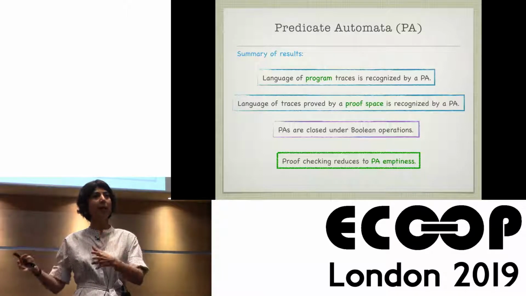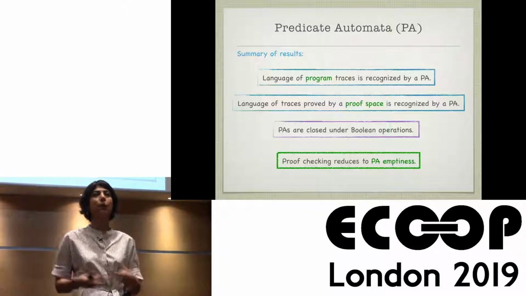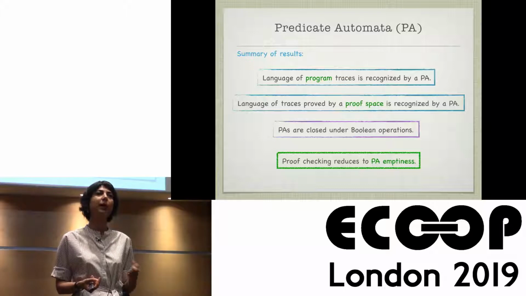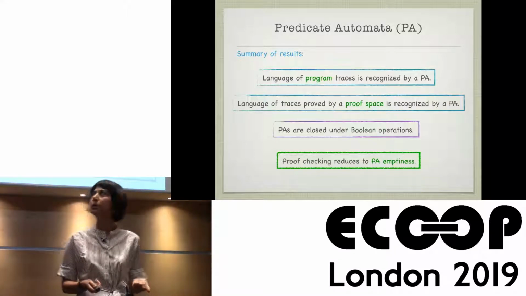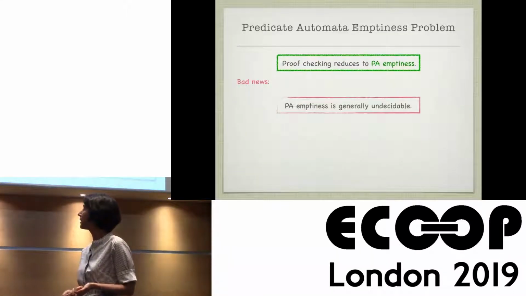Is the language of the proof subsuming the language of the program? Is the language of the program a subset of the language of the proof? If yes, we're done. If no, we basically get a witness for this inclusion not holding, and that witness is the counterexample that we use to progress.